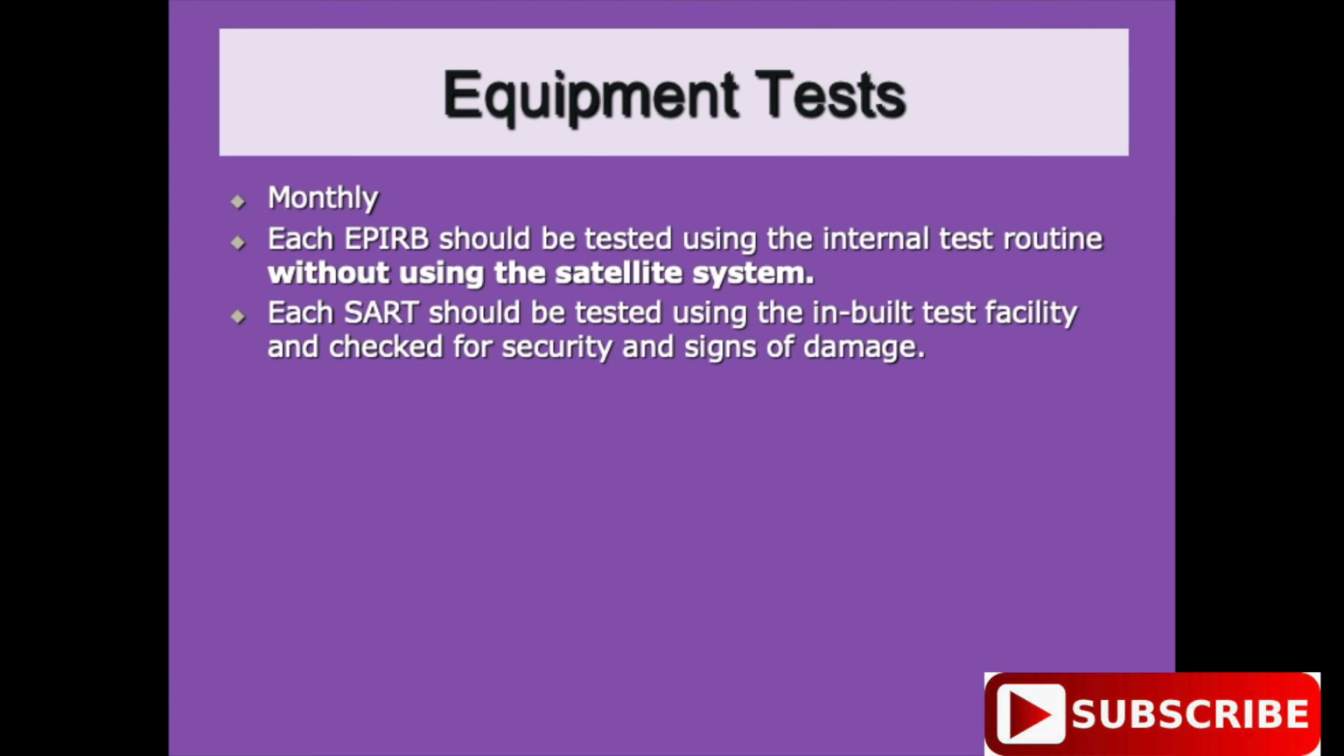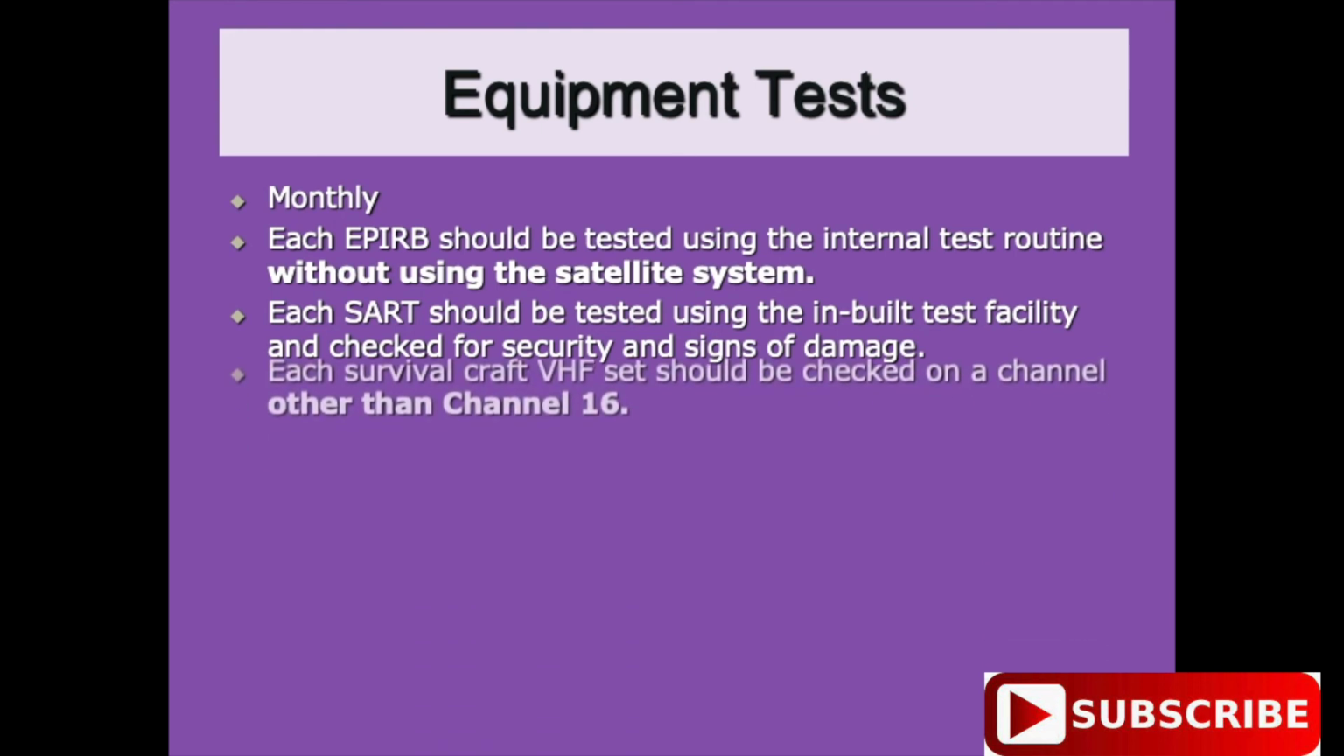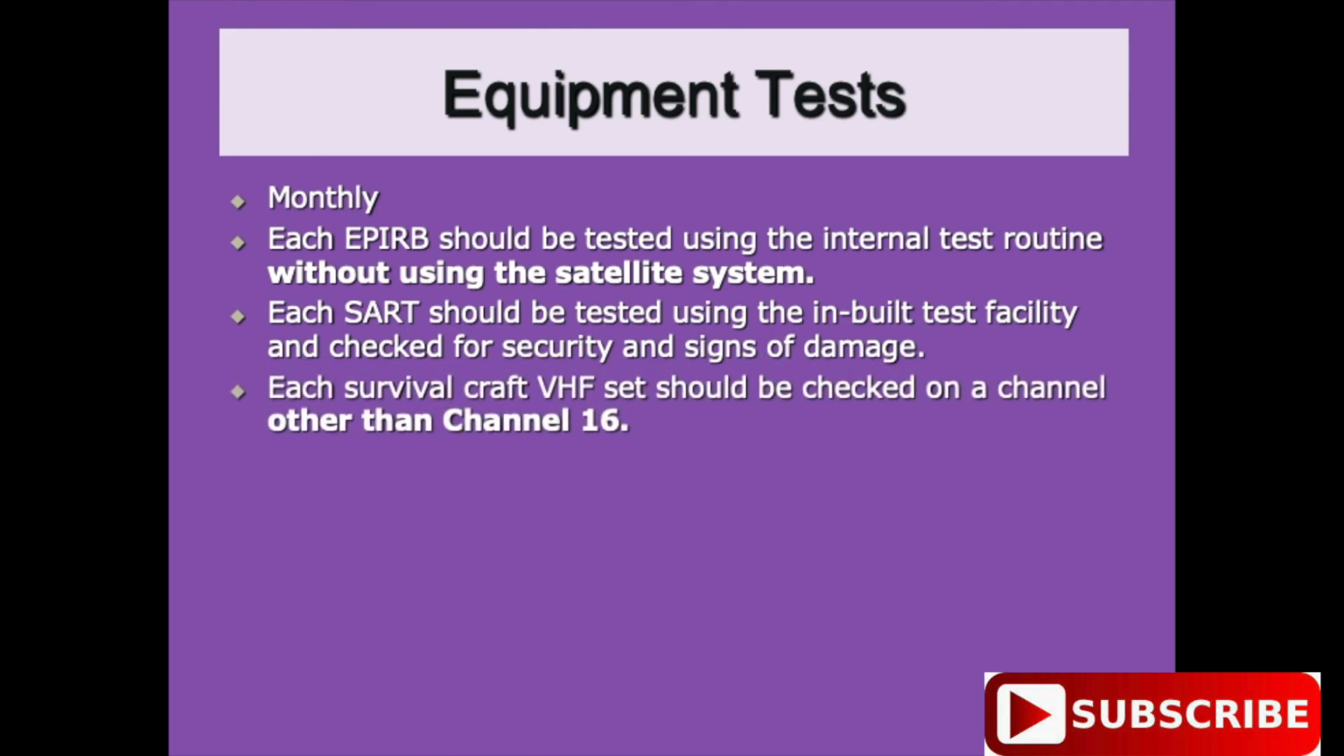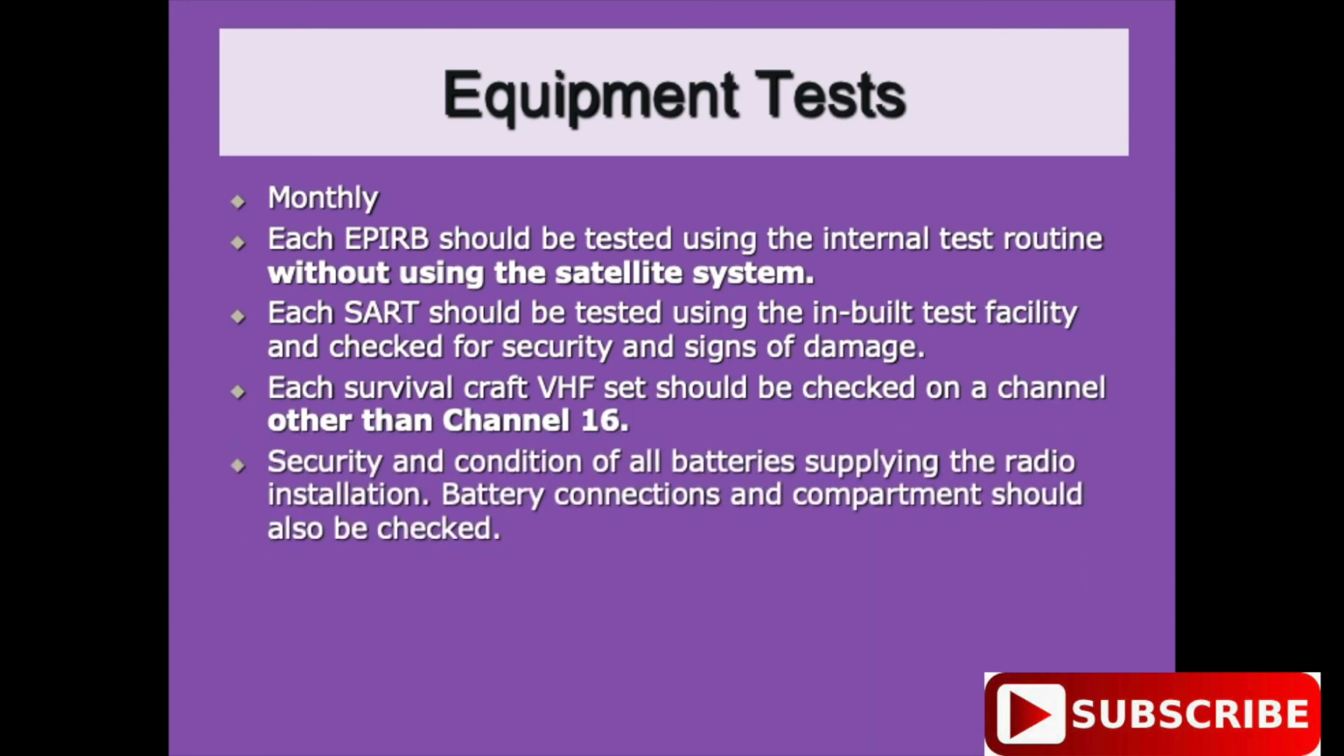So next comes the monthly test. Each EPIRB should be tested using the internal test routine without using the satellite system. Each SART should be tested using the inbuilt test facility and checked for security and sign of damage. Each survival craft VHF set should be checked on a channel other than channel 16. Security and condition of all batteries supplying the radio installation, battery connection and compartment should also be checked.